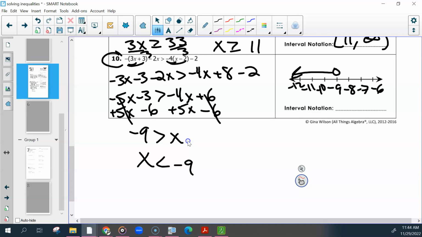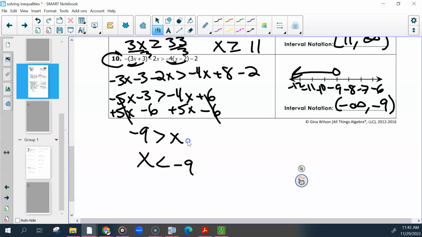How would we write our interval notation? Negative infinity and negative 9. Would it be a bracket? Parentheses. There we go. Okay. Any other questions we want to see go over? Oh, I still have to do 9, whatever the one was on the left.